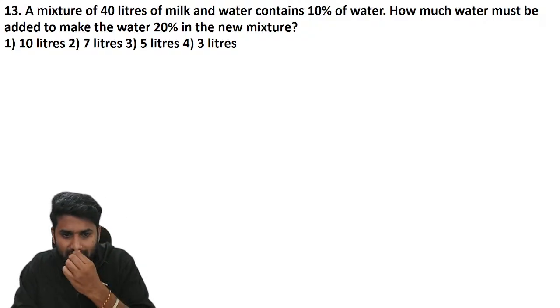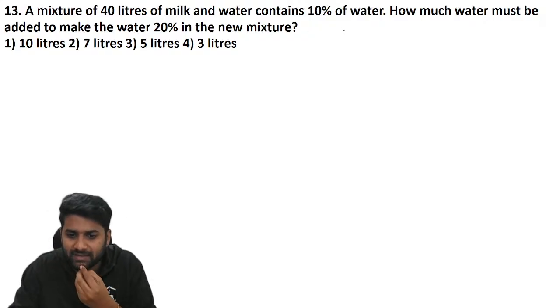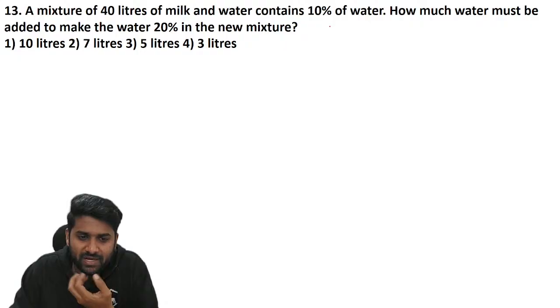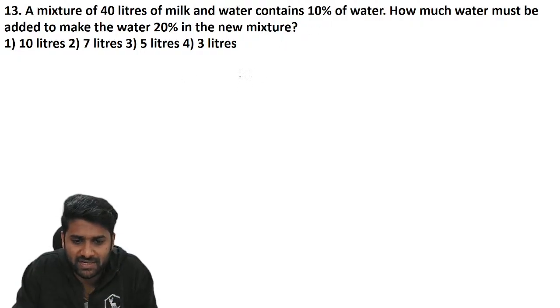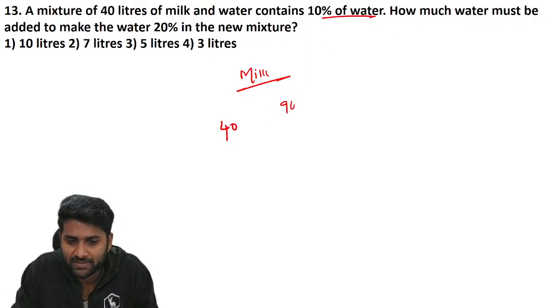Next, a mixture of 40 liters of milk and water contains 10 percentage water. How much water must be added to make it 20 percentage in the new mixture? See, let us solve in milk only. 40 liters of milk and water, 10% is water, so definitely 90% is milk. How much water should we add?